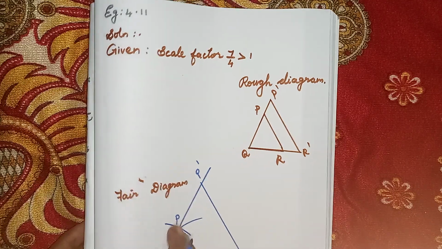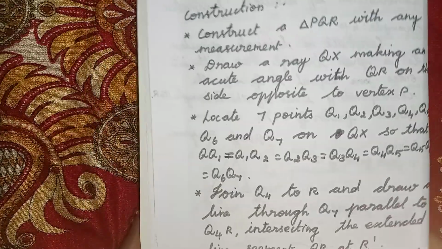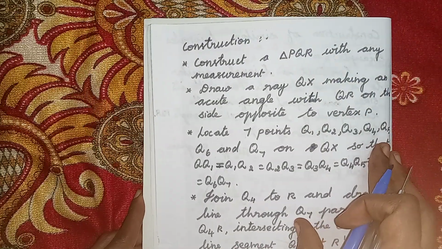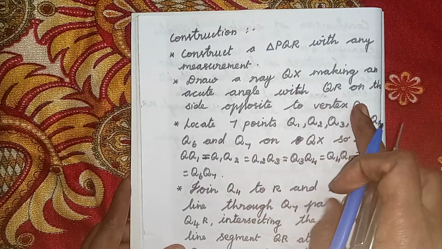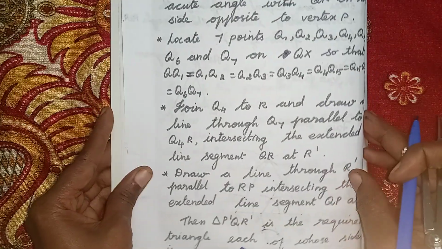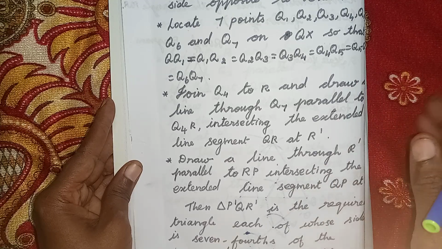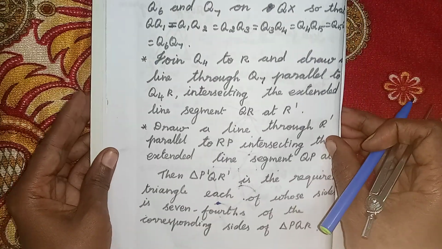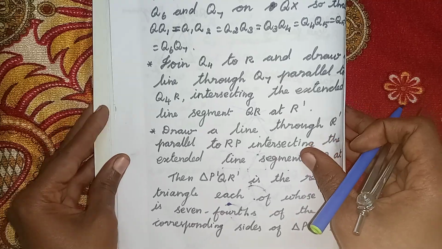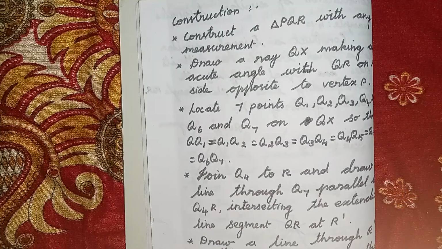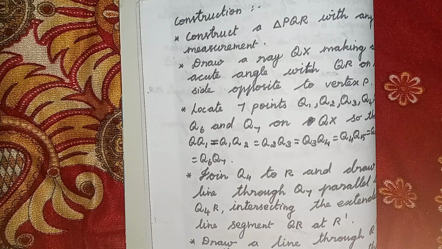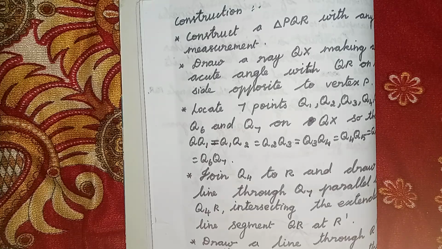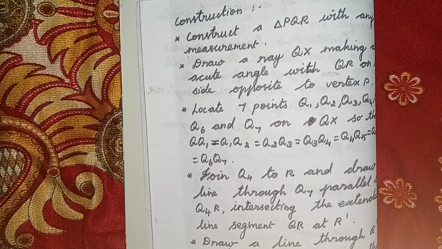Now, how to write the construction here: same like before. Construct triangle PQR with any measurement, draw a ray, the same procedure. Like the before problem, somewhat difference is there. Like this you have to write the construction also. Clear? This is the midterm test portion. Next week or in August the midterm test will be there. This portion is also there for the midterm test. So please learn this problem thoroughly.